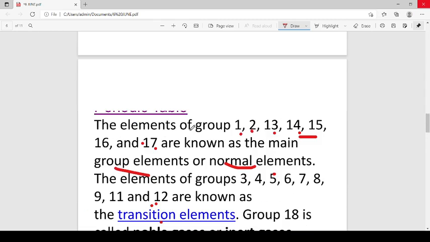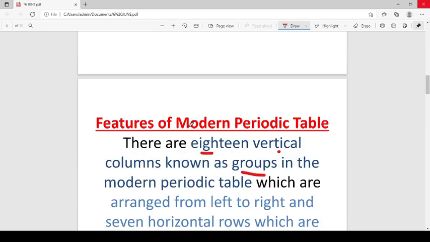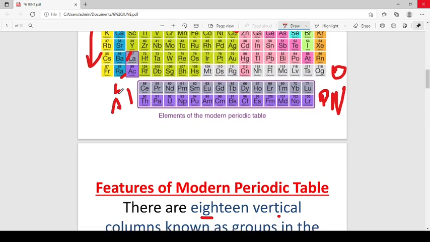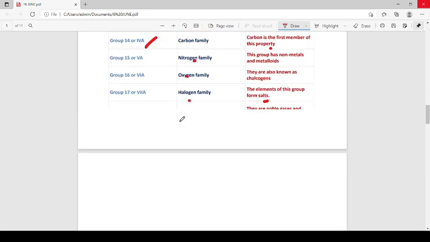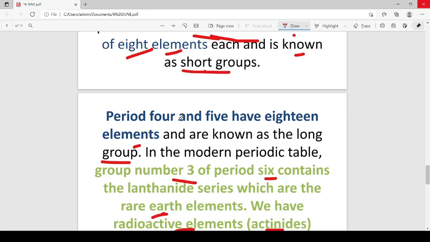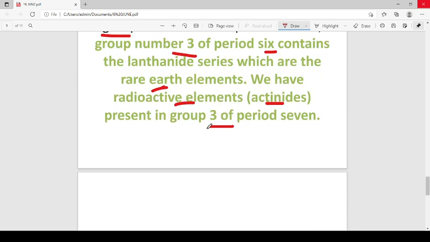Now you can see over here this series contains 6 elements. Okay, so all these elements are the rare earth metals or elements present in group 3 of period 7. Actinide will be period 7 and lanthanide will be period 6.